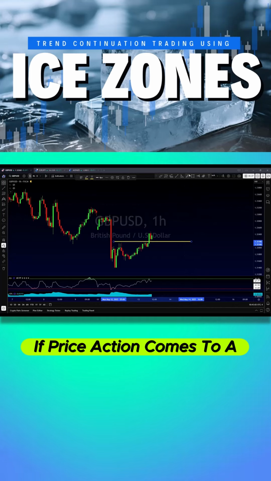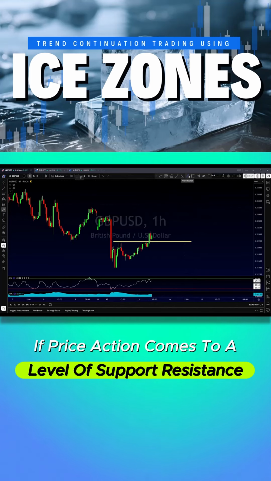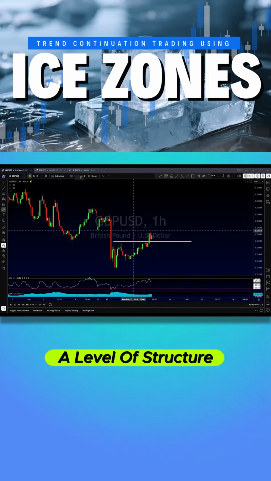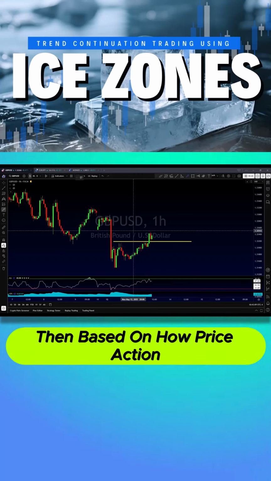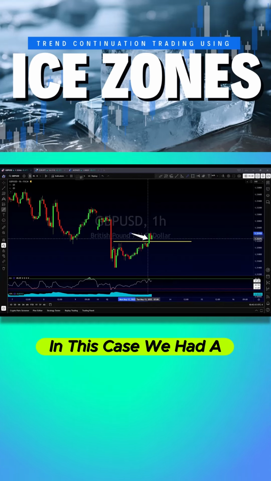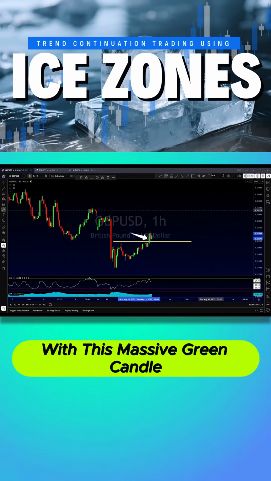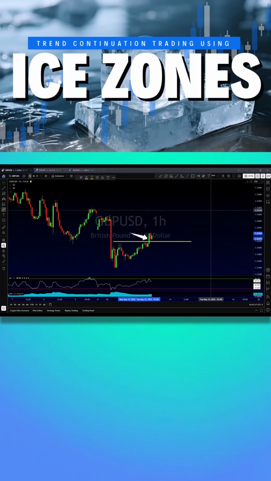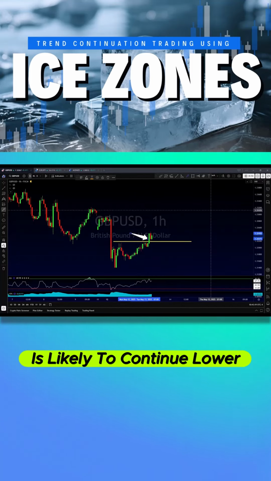If price action comes to a level of support or resistance, a level of structure, then how price action reacts to that level allows us to make the prediction. In this case, we had a break and close above with this massive green candle, allowing us to predict that price is likely to continue lower.